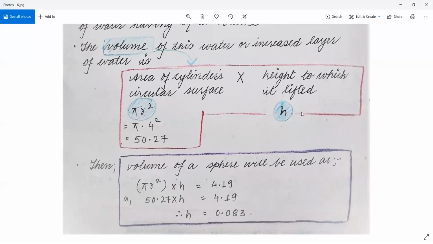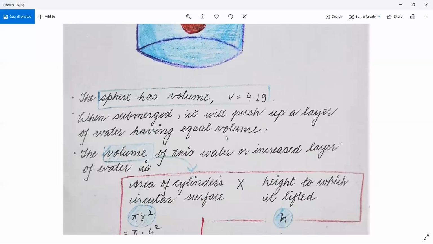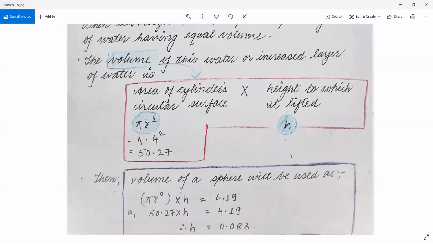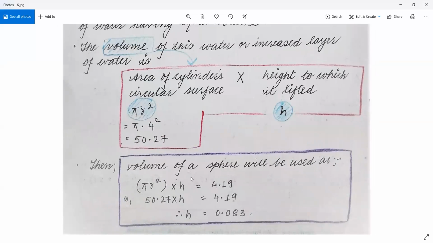So for that, it's simple. We know the volume occupied, right? We already know that the spherical ball has the volume 4.19. So when it gets submerged, the change in this height and its volume is going to be 4.19. So when you multiply pi r square into h, you can equate it with 4.19.